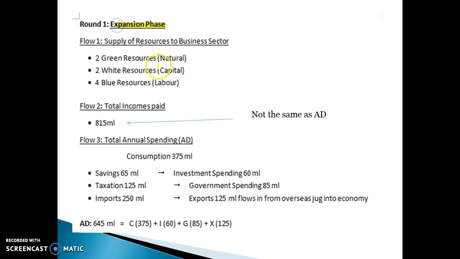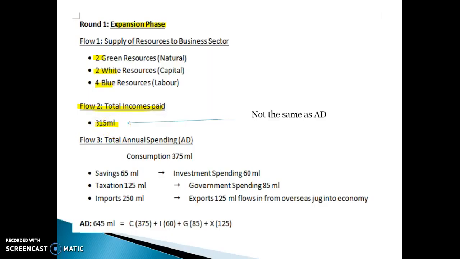So let's say that our supply of resources equated to 2 green poker chips, 2 white poker chips, and 4 blue poker chips. And they would represent our supply of natural or land, capital and labour resources to the market, flow 1, from the household sector to the business sector. In response to this, we get generated income. So the total level of income that we generate is 815 mils.